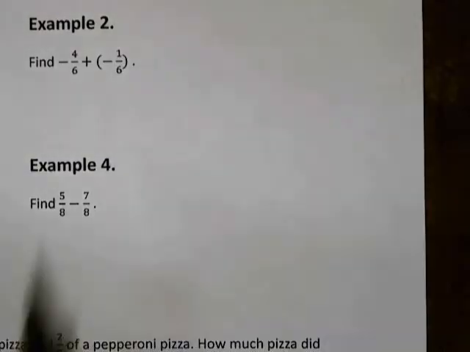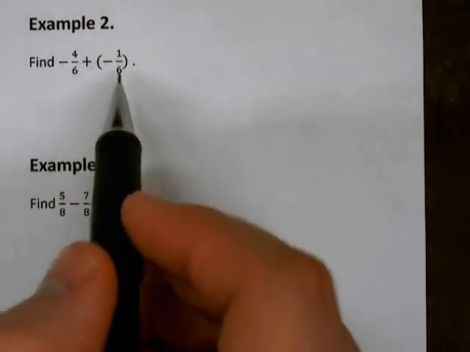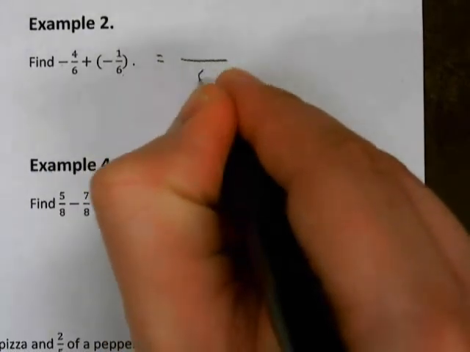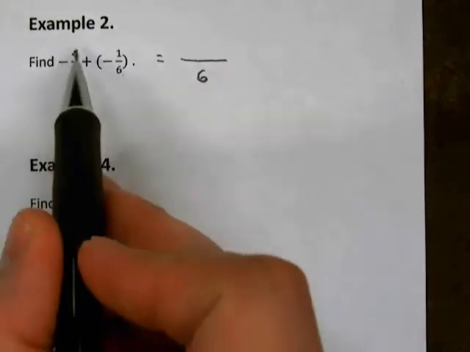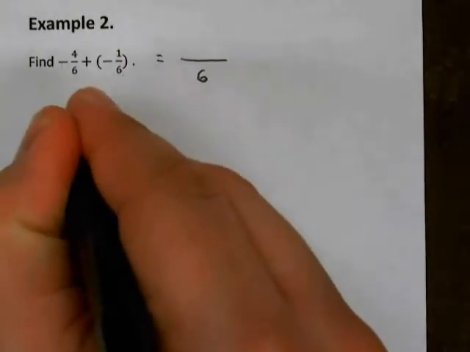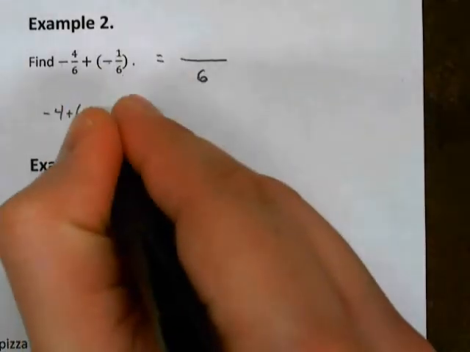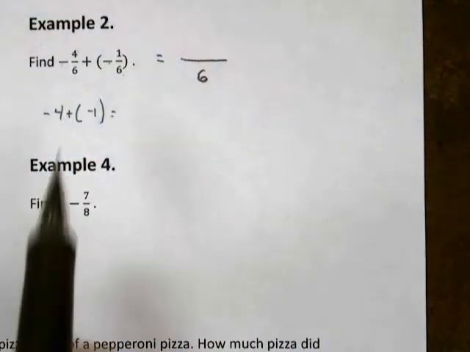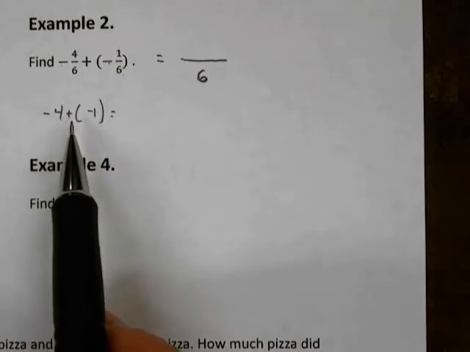Example 2 says find -4/6 plus -1/6. Again, I know the denominator is going to be a 6 because we have the same denominator. We're just going to keep that denominator. I'm going to take it step by step here. I'm going to take the -4 plus a -1. Make sure you take the time to really be able to solve these, because they get confusing, these adding and subtracting negative numbers.